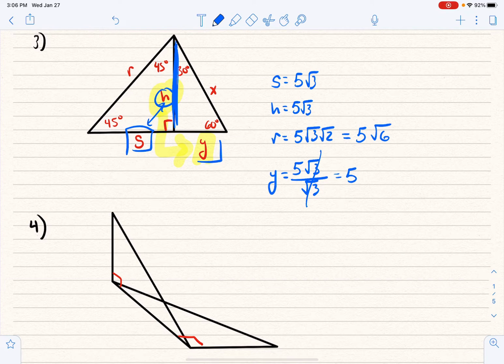And now I know the short side of a 30, 60, 90, and I just have to double that to get to the hypotenuse. So therefore, x has to be 10.